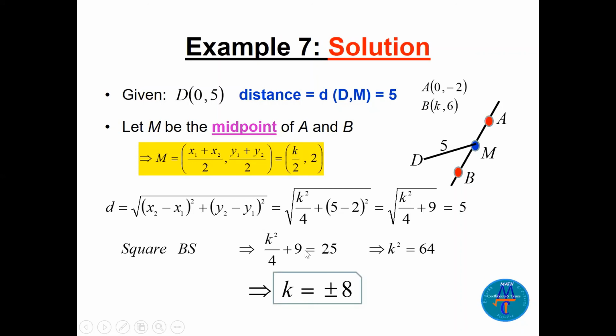You can multiply by 4, or you can take 9 to the other side, then multiply by 4. If you multiply by 4, you get K squared. This was 36, this is 100. So K squared will be 64. When you take the square root, K will be plus or minus 8. There are two values for K.